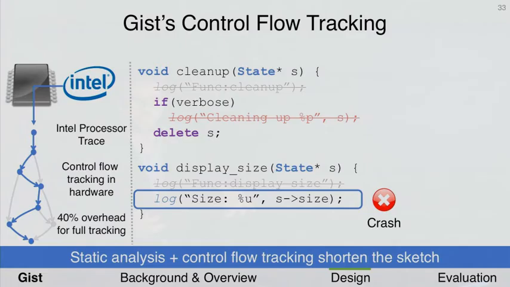All right. So maybe at this point, it's important to emphasize the synergy between static analysis and this dynamic control flow tracking. These two techniques collectively help narrow down the set of statements that a developer needs to look at to reason about the root cause of a failure. In particular, static analysis removes statements that are not related to a failure, and control flow tracking removes from the slice statements that don't get executed during actual executions.